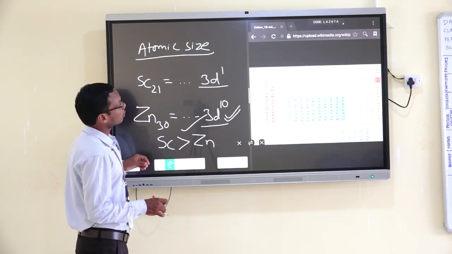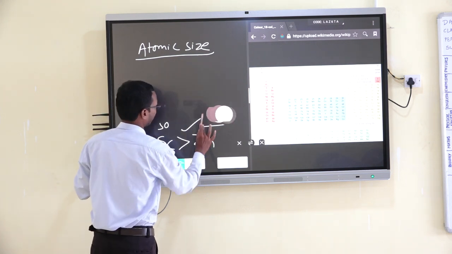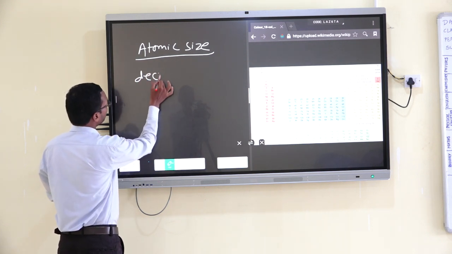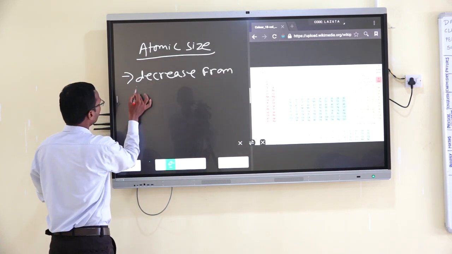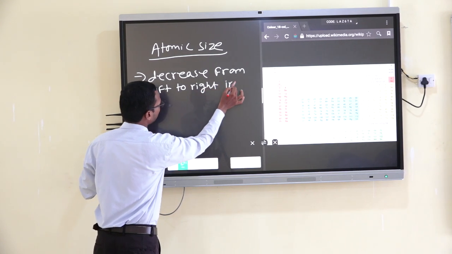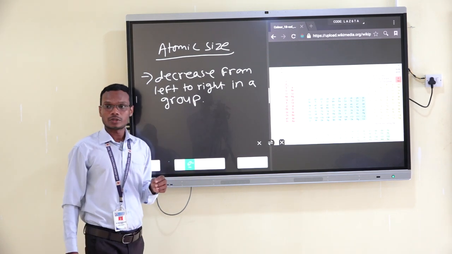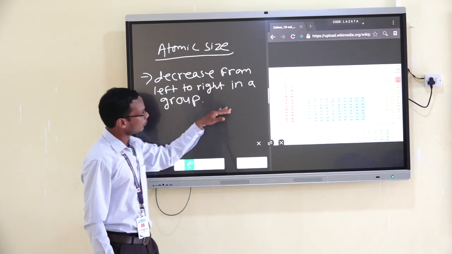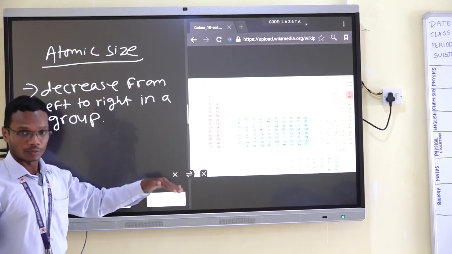It means, what is our conclusion? Our conclusion is atomic size decreases from left to right in a group. So our conclusion is atomic size decreases from left to right in a group. Understand? Then compare in a group, that is top to bottom.